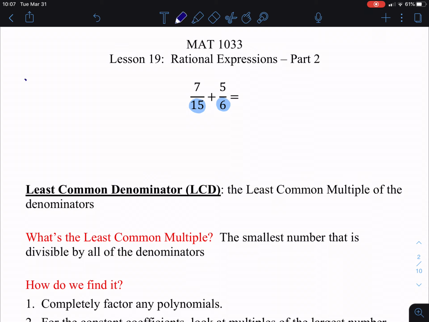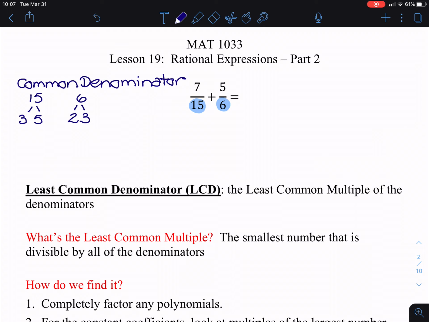So I need to find a common denominator for 15 and 6. What I'm looking for is a common multiple of both 15 and 6. One way I can find this is to factor each number. I know 15 is 3 times 5, and I know that 6 is 2 times 3.